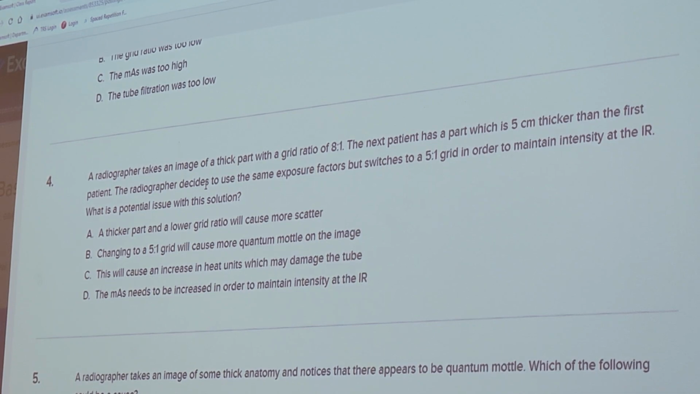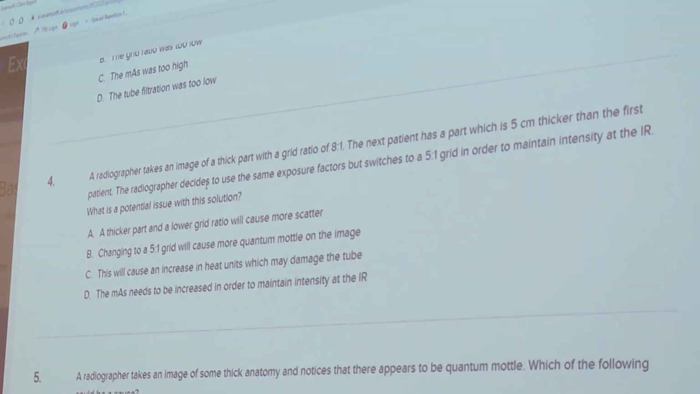If we have a thicker patient, we go to a bigger grid, to reduce scatter, to increase contrast. More thickness, more scatter, so you use a higher grid ratio. More scatter means less contrast. With increased mass as well. Yes, you increase the mass too.